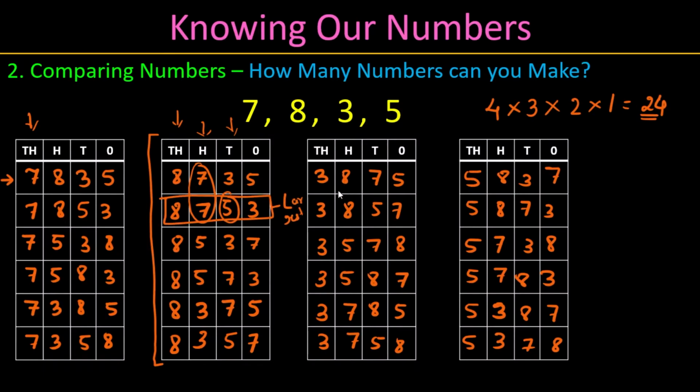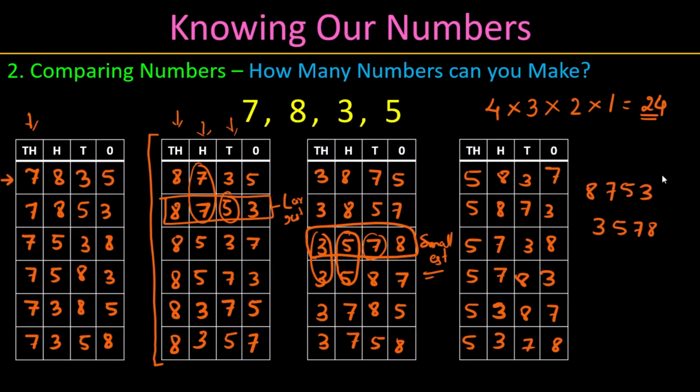Now find the least number. In the 1000 section, which is the least number? 3. Here 5 is there, here 8 is there, here 7 is there. So 3 is the minimum number. Then coming to the 100, which is the least number? 5. How many are there? 2 are there. Next goes to the 10th location. In the 10th, of these two, 7 or 8, which is the least? This one. So this is the smallest number. So the biggest number is 8, 7, 5, 3, and 3, 5, 7, 8 is the smallest number.